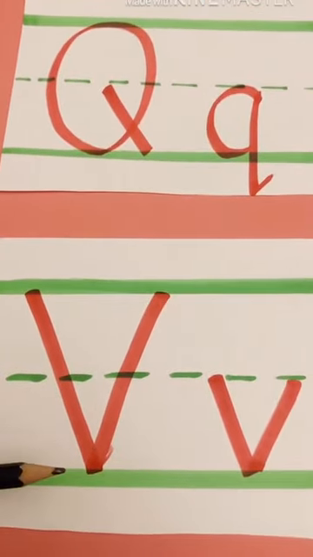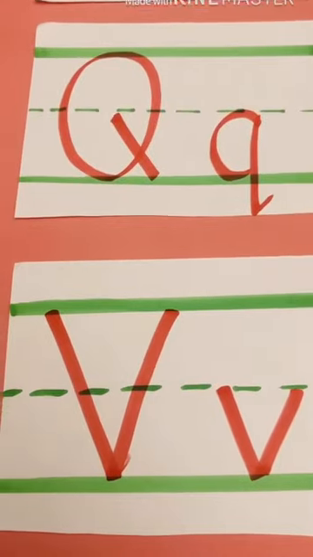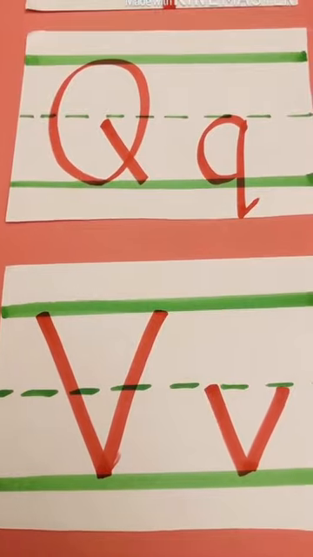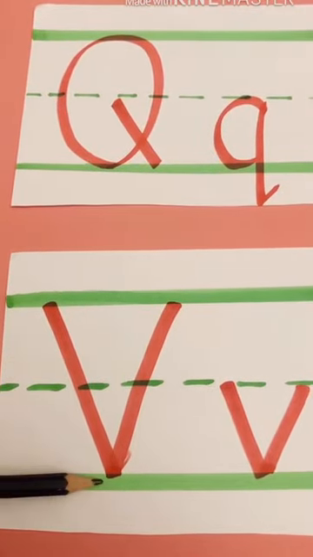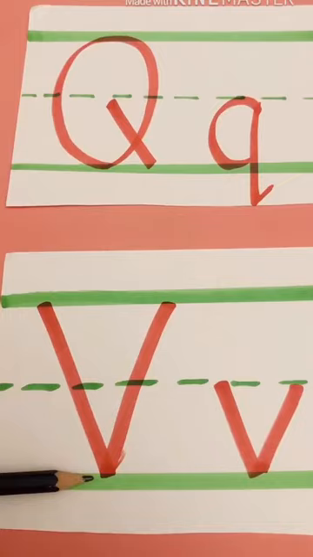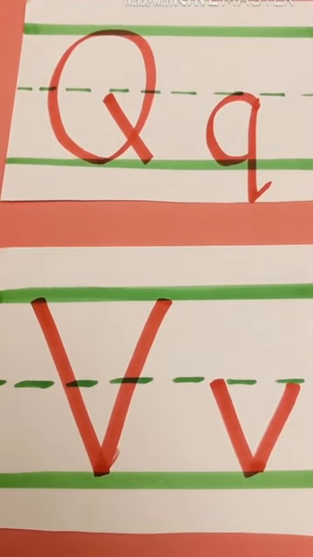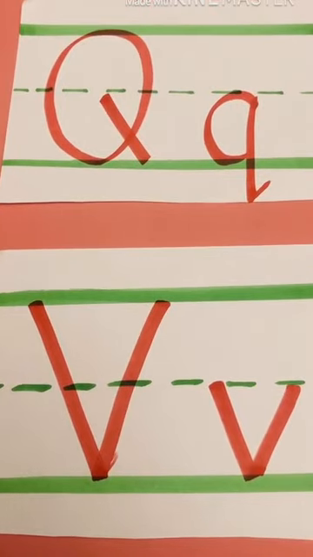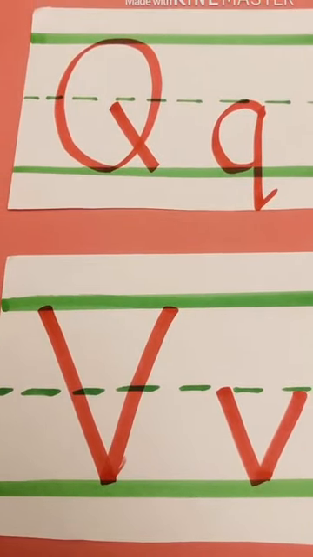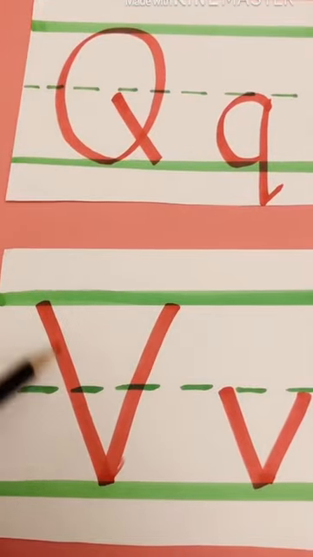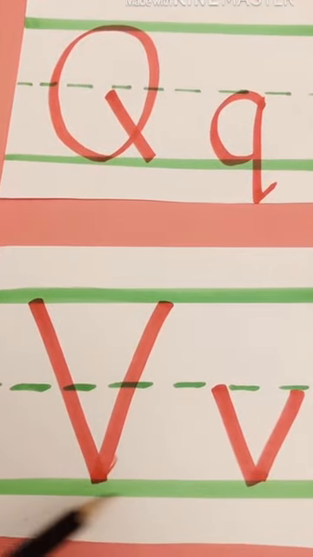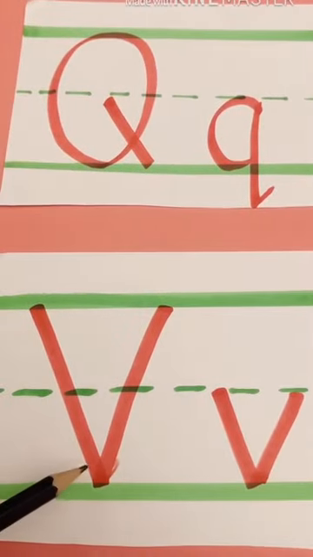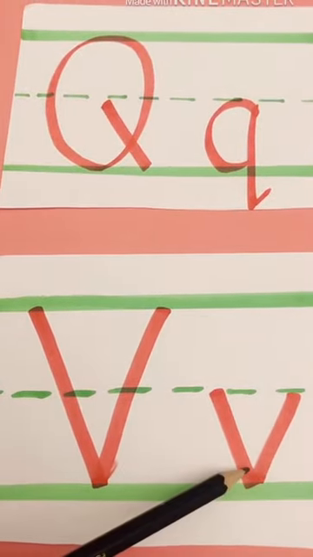Now go down to the last letter here. What is this letter? Very good. This is the letter V. What is the sound of the letter V? Excellent. The sound of the letter V is V, V, V. This is the partner of our letter V. Uppercase and lowercase. Capital or big V and small V.